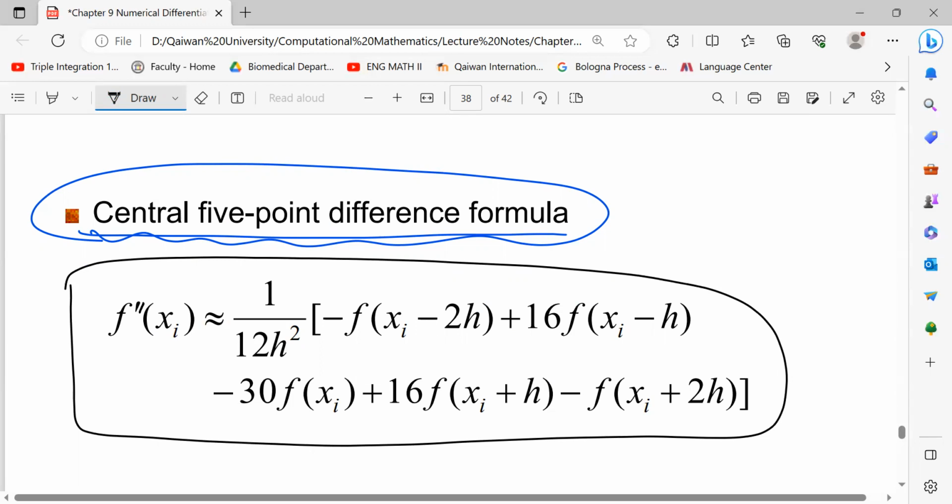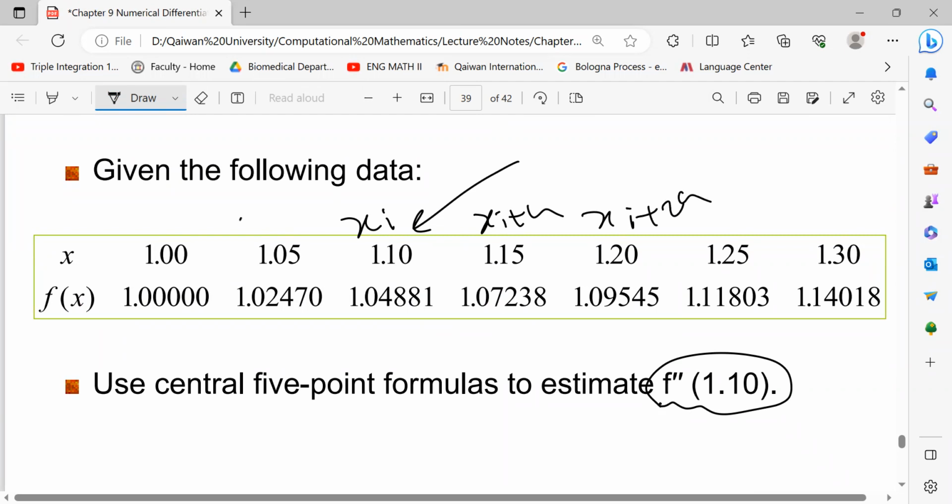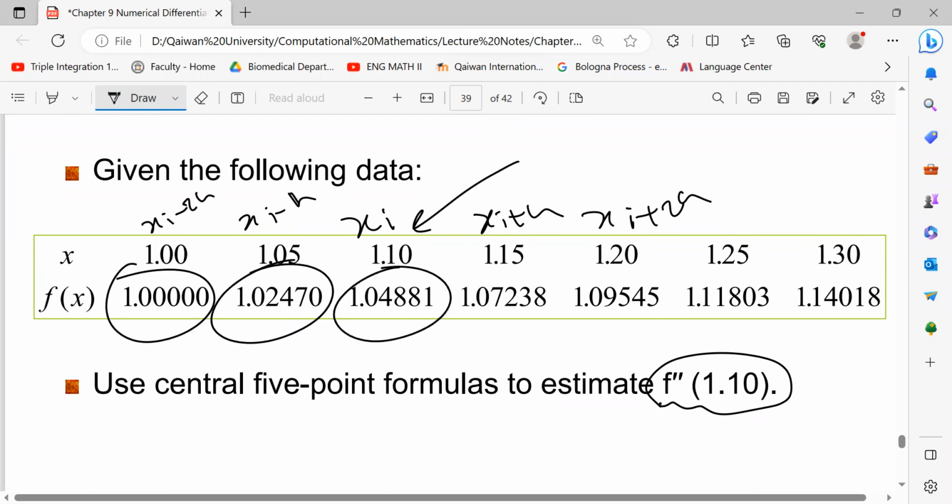So what do we need here? We need f of xi, f of xi plus h, f of xi plus 2h, and also f of xi minus h, f of xi minus 2h. You can find these from the table. Just put them here, you get the result. Look at this example. It says, find f double prime at 1.10. This 1.10 is xi. The next one is xi plus h, next is xi plus 2h, and xi minus h, xi minus 2h. We need only these 5 values. Put these into the formula, you get the result. Okay?